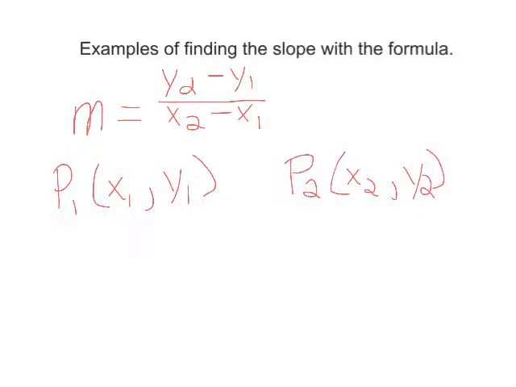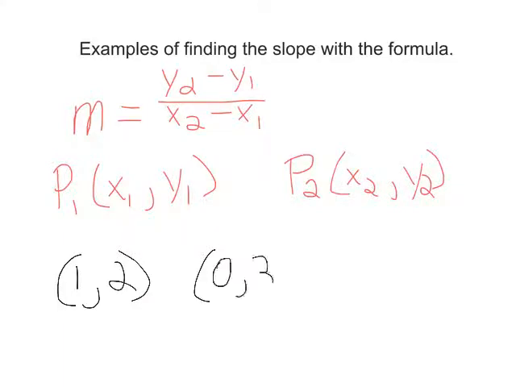Now the slope of a line is constant, which means that it does not matter which 2 points you choose to plug into the slope formula, you will always get the same slope. Let's give this formula a try with a couple of points that we are just going to pick. Point 1 we're going to let be 1, 2. And point 2, I'm going to let that be 0, 3.